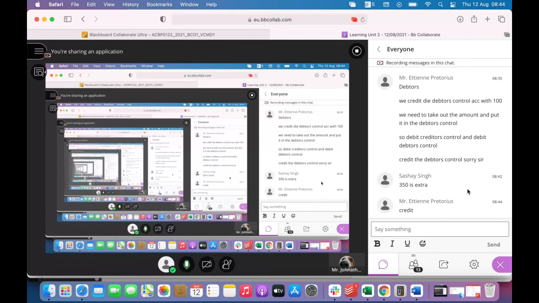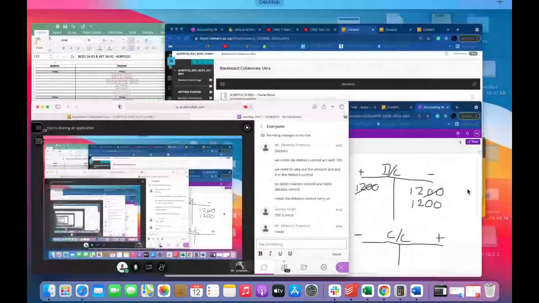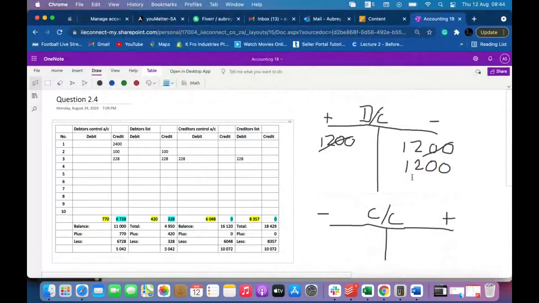That's 100% right. We credit it. Because in the cash book receipts, what is happening in the cash is we're receiving money. So if we're receiving money from our debtors, that means that what they owe us is decreasing. So we put the amount on the credit side. So if we put 350 more, let me just do this.